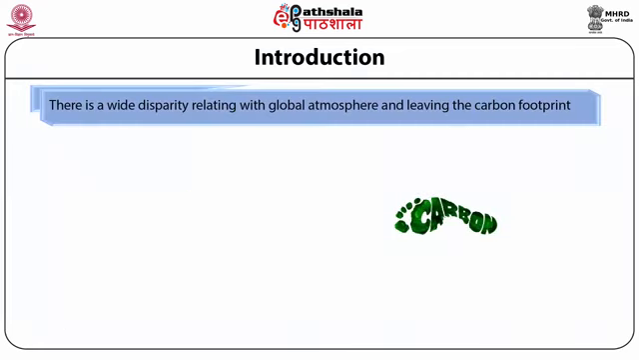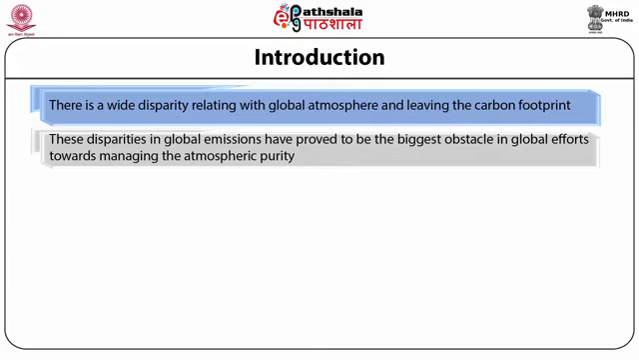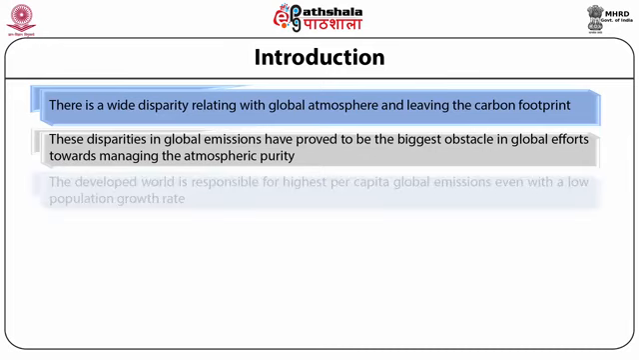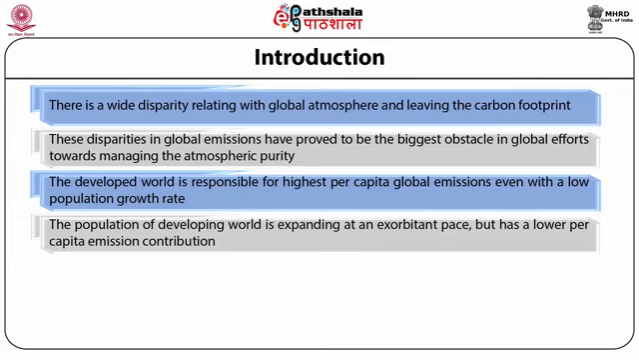There is a wide disparity when it comes to the usage of the global atmosphere and leaving the carbon footprint. These disparities in global emissions have proved to be the biggest obstacle in global efforts towards managing atmospheric purity. The developed world is responsible for the highest per capita global emissions, even with a low population growth rate. The population of the developing world is expanding at an exorbitant pace, but has a lower per capita emission contribution. As such, none actually owns the responsibility for the climate change.